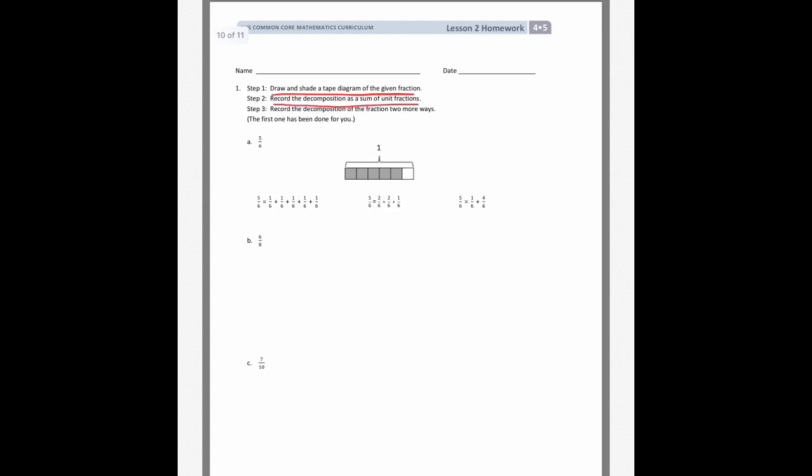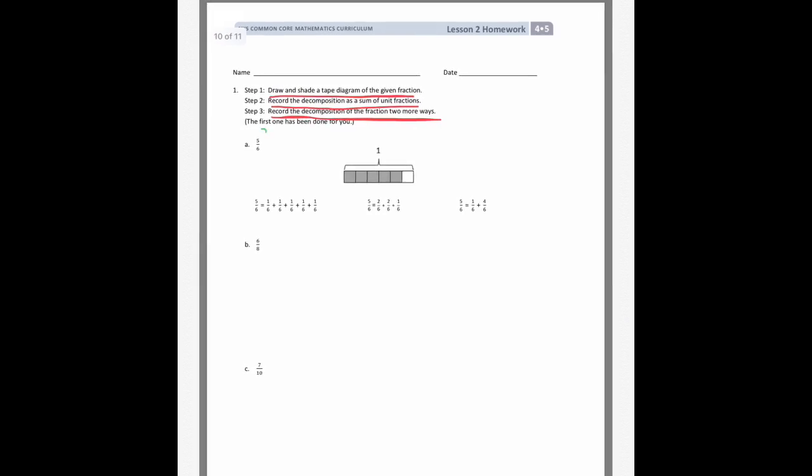Step 2, record the decomposition as a sum of unit fractions. Step 3, record the decomposition of the fraction in 2 more ways. So here we have 5/6. This is the example they've shown us. And so what they did is they drew the whole and they separated it into 6 parts, but they only shaded 5 to represent the 5/6.